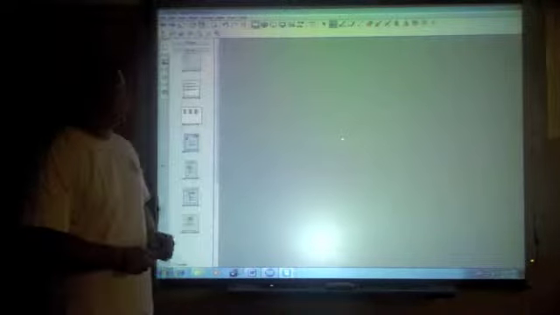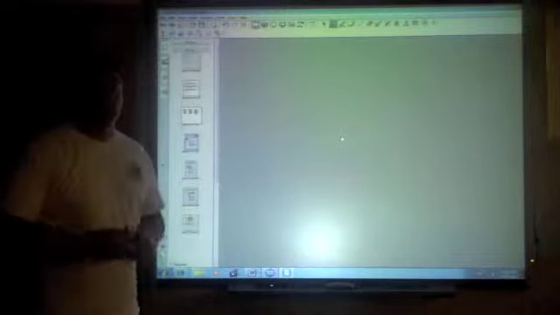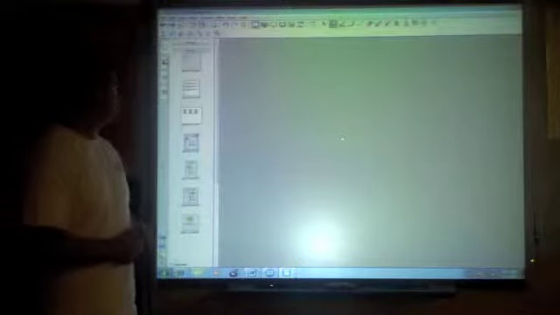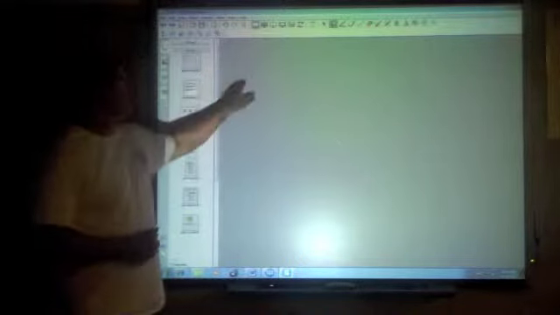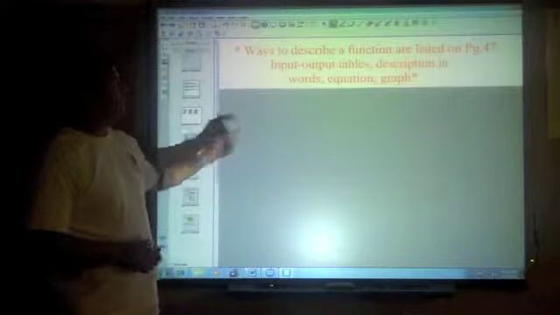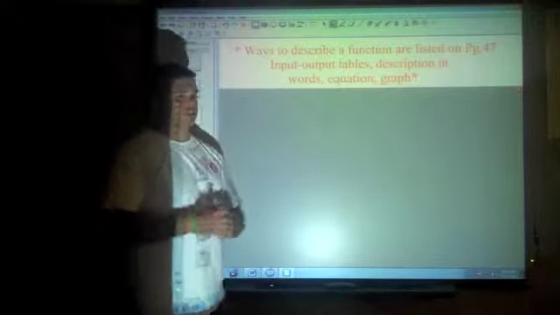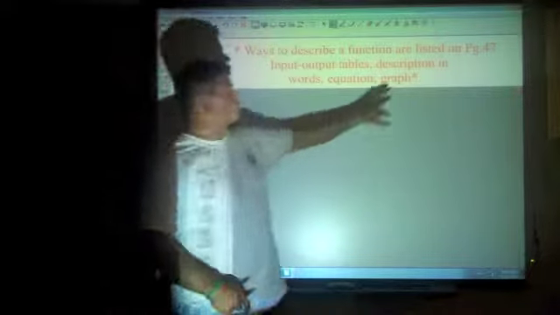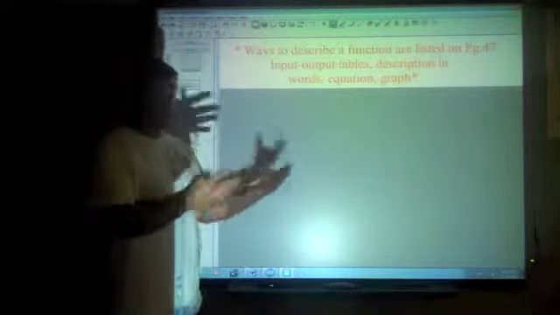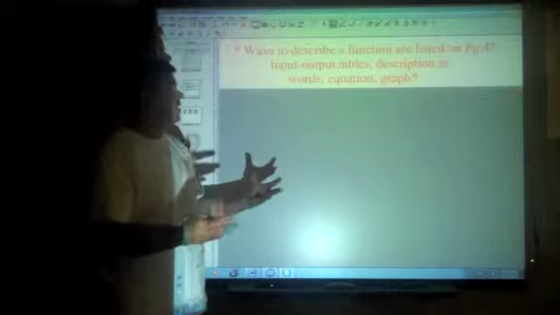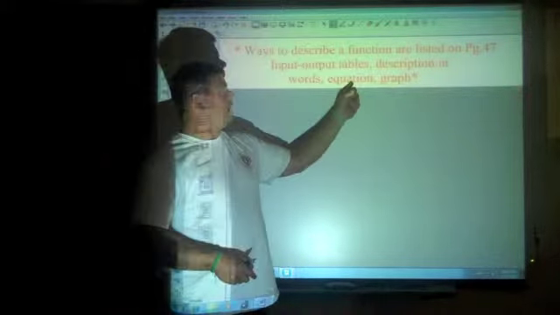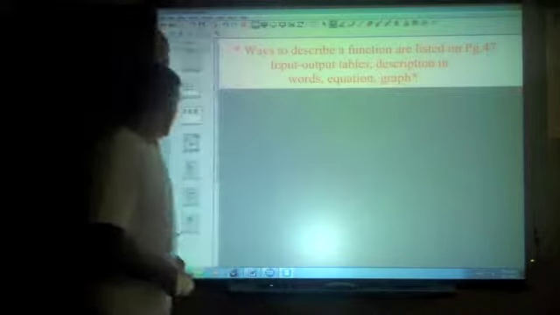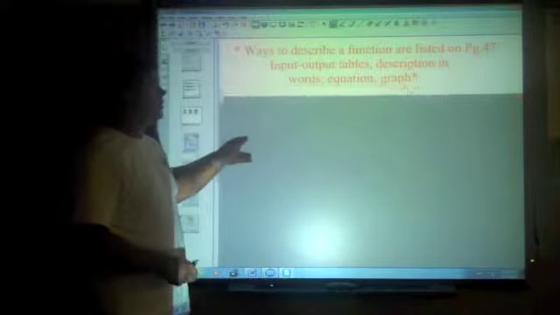Intro Algebra lesson 1-7B. Last time we were talking about a function and some of the different ways that you could describe a function. If you recall, we said that you could have an input-output table, which we discussed. Values go into the function, it's computed, and out comes an answer. You could have a description in words, so we specify in words what's happening with the function. We could have an equation that represents the function, and we can make a graph of the function. So I have here an example of each one of those.